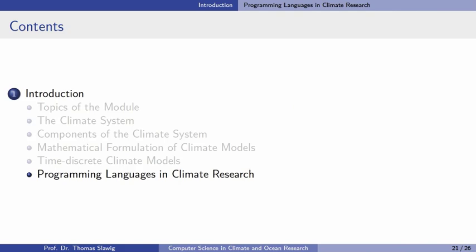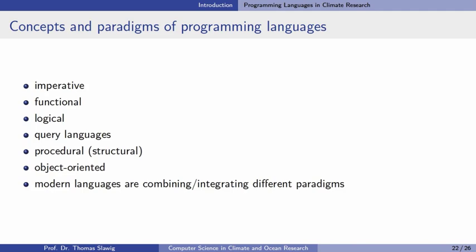In the last part of this lecture, I want to talk a little about programming languages that are used in climate research. Of course, there are lots of programming languages. If you are a computer scientist, you know all the concepts and paradigms: imperative ones, functional ones, logical ones, query languages, procedural or structural, object-oriented programming, and modern languages usually combine and integrate different of these paradigms. I don't go into the details here, but most of you will have learned an imperative language, maybe an object-oriented language. For example, in Java there are sometimes also functional constructs. So modern languages try to combine this.